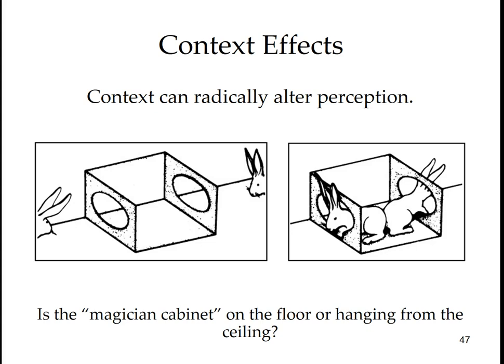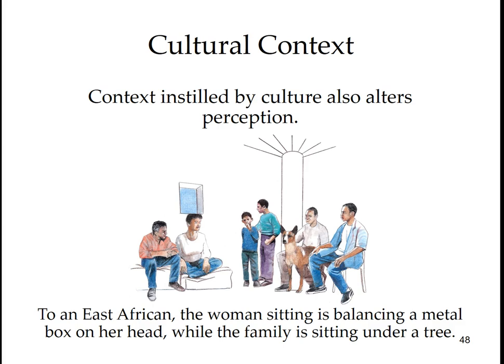Context can radically alter perception. Is the magician's cabinet on the floor or hanging from the ceiling? A given stimulus may trigger radically different perceptions, partly because of our different schemas, but also because of immediate context effect. For example, we discern whether a speaker said morning or mourning from surrounding words.